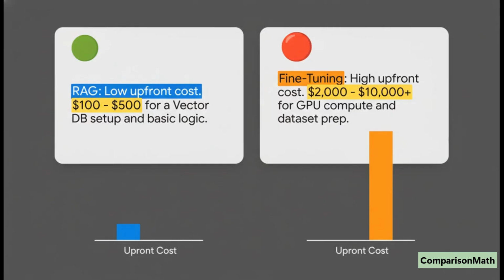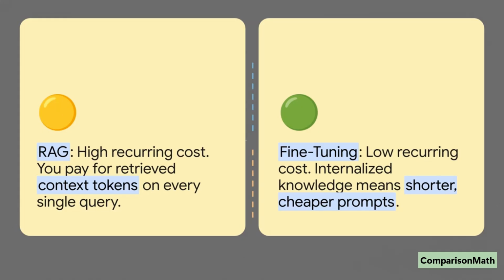Fine-tuning is definitely a CapEx-heavy move. The upfront cost to prepare your data and pay for all that GPU time is pretty steep. We're talking anywhere from $2,000 to over $10,000 easy. RAG, on the other hand, is the complete opposite. It has a super low barrier to entry. You can get a vector database and your embedding logic set up for probably less than $500. But, and this is a huge but, the operational costs are flipped. With RAG, you are paying for every single token you retrieve on every single query. At scale, those costs can become unpredictable and just explode.